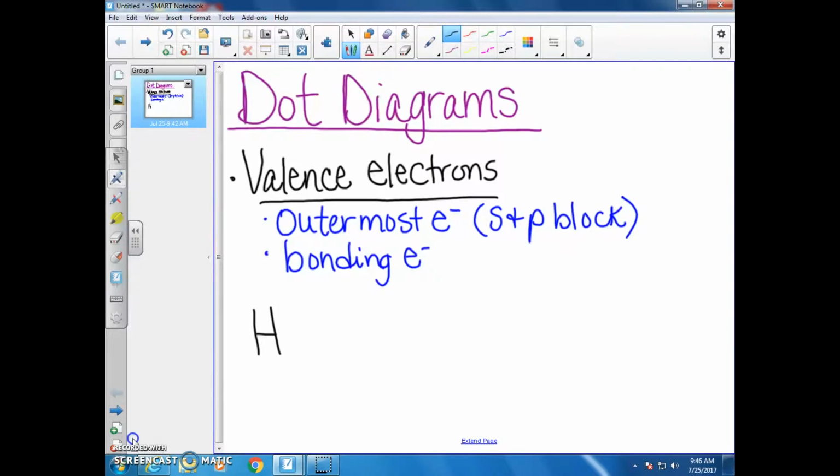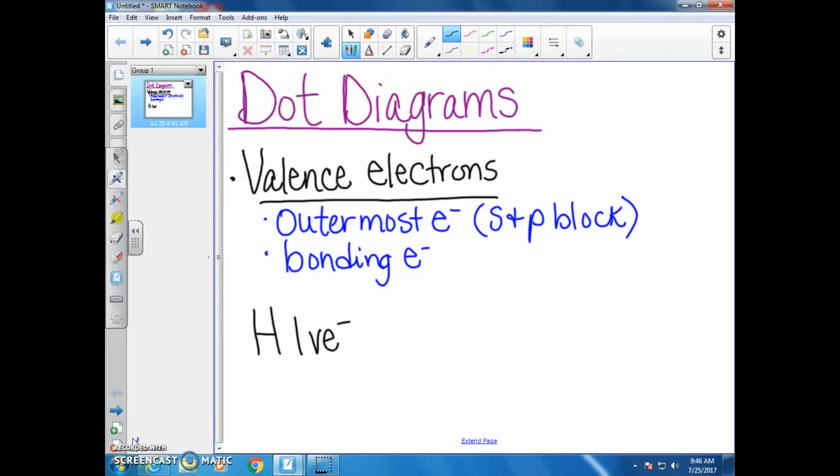Hydrogen has one valence electron. It's in group 1, and so everything in group 1 has one valence electron. Everything in group 2 has 2 valence electrons. Use the group numbers at the top of the table to help you.